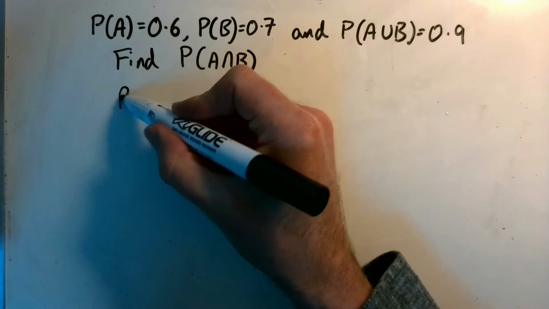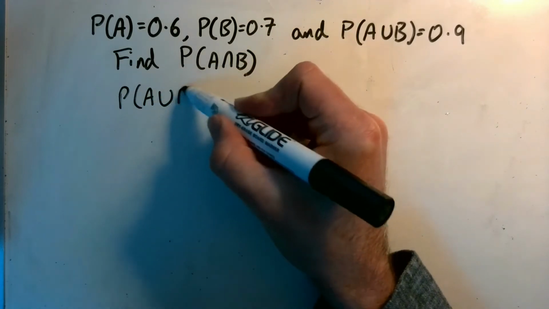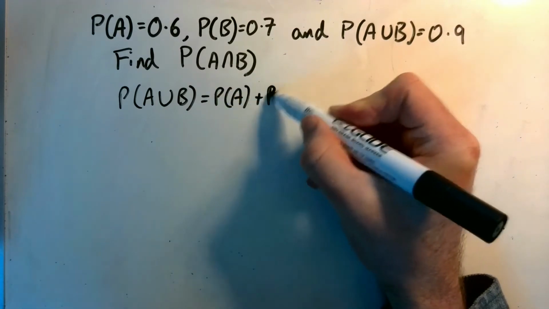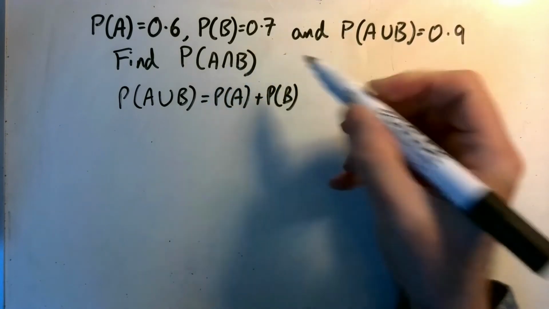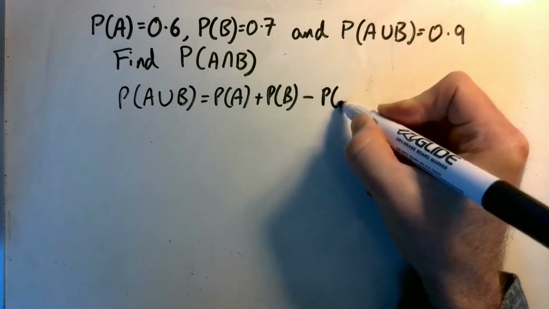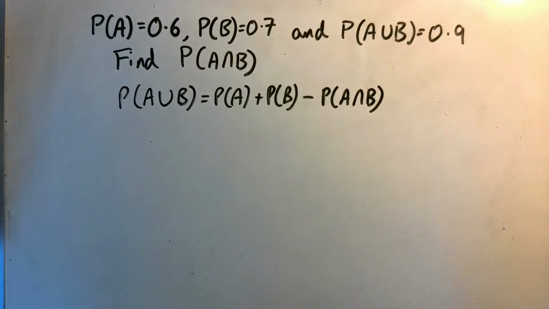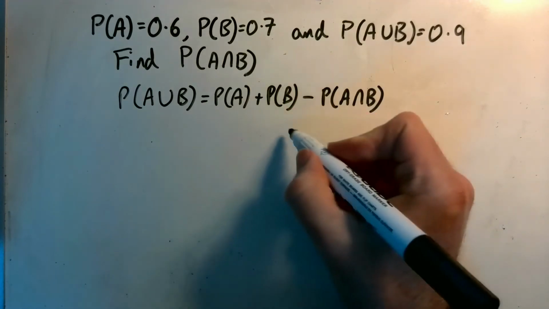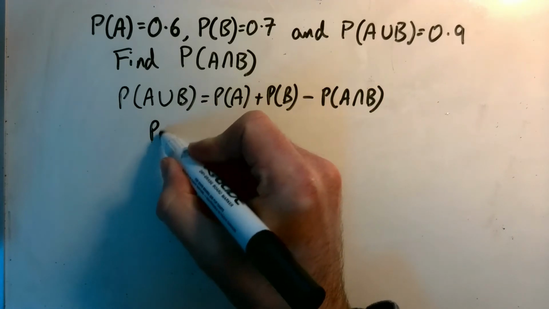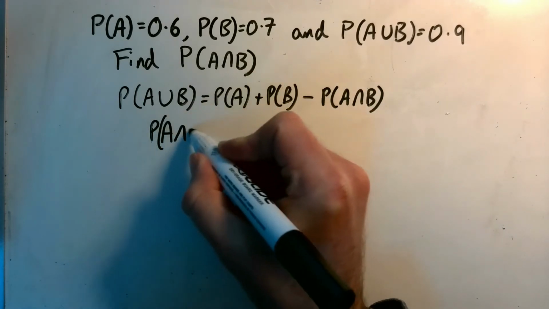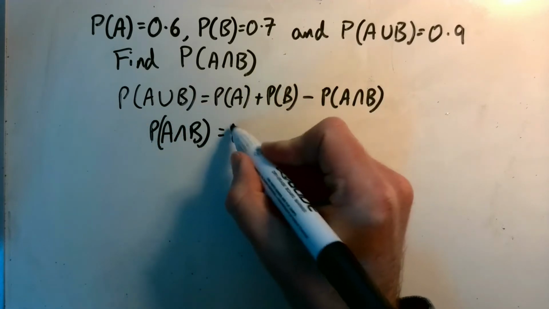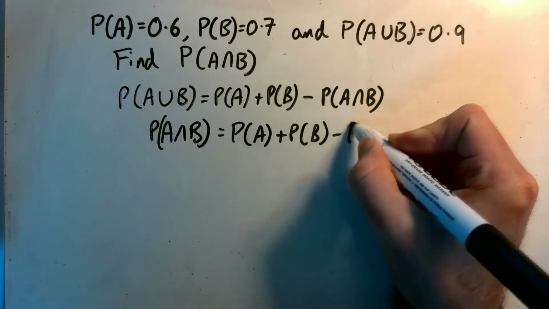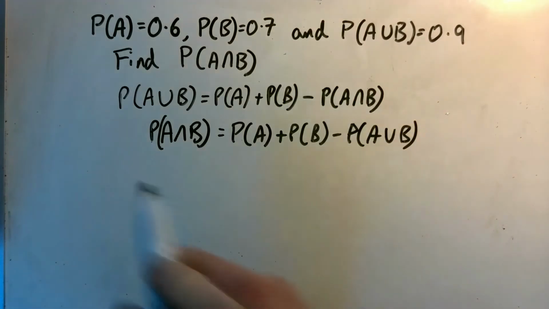Just looking at our formula, we would have the probability of A union B being the probability of A plus the probability of B, but then we don't want to have this bit twice, so it would be minus the probability of A intersection B. And then we can rearrange that so that we've got, by adding that to both sides, the probability of A intersection B, and if we take this one from both sides at the same time, then we should end up with what we want.